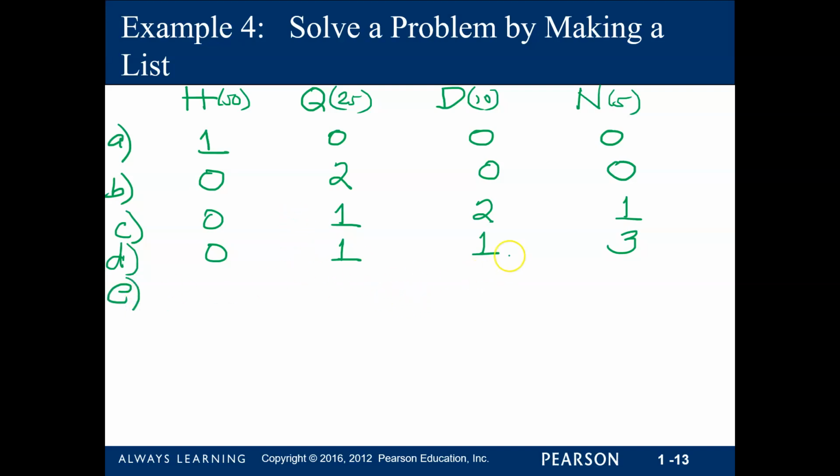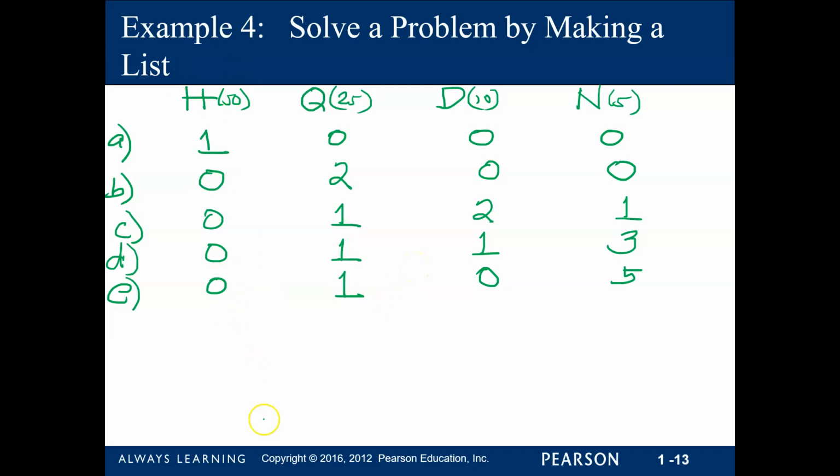What if I don't use any dime? So we have 0 of this, and 1 quarter. And what if I don't want any dimes? How many nickels will I need? If this is 25 cents already, how many nickels can I use to get another 25 cents? So that would be 5 pieces. So these are just some of the combinations.